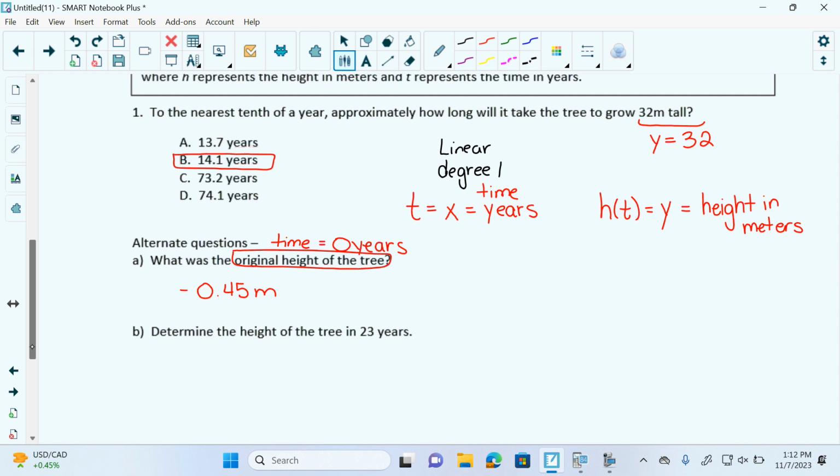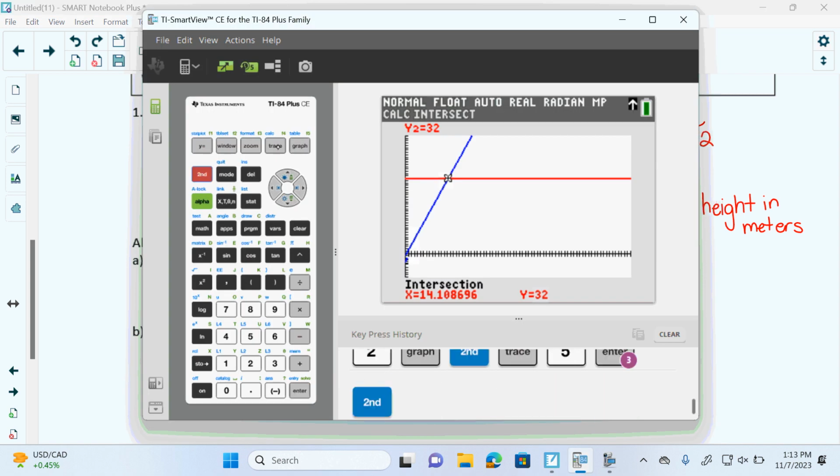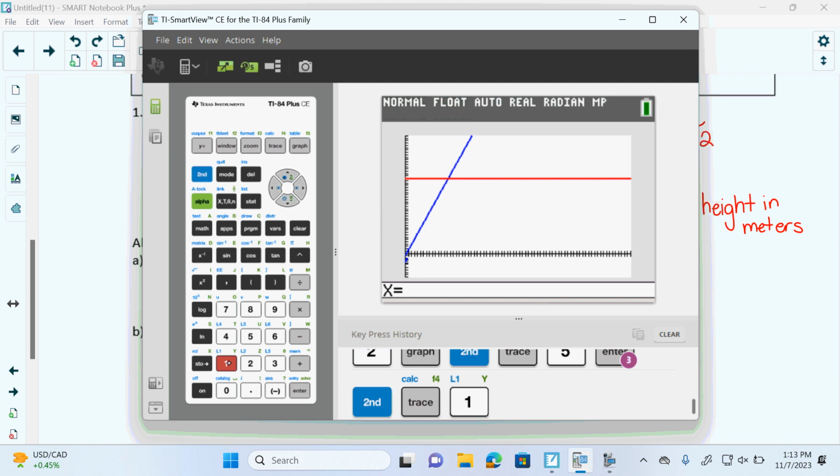Now they could have done this. Determine the height of the tree in 23 years. So now they want the height, which is x or y. Look at your equation. Its height is in the h of t spot, that's y. They want y, the height of the tree in 23 years. What did they give us? An x. They gave us time, which is x, which is 23 years. Where can we put an x to input an x to get out a y? What are the buttons we press to input an x to get out a y? Second trace value. Second trace value, and it's 23.